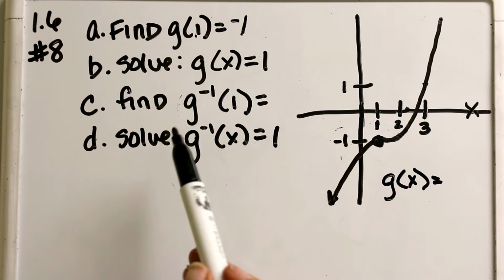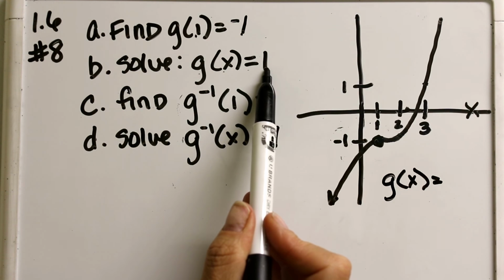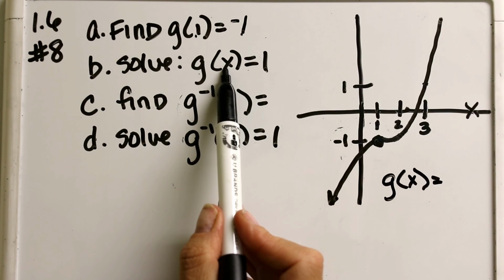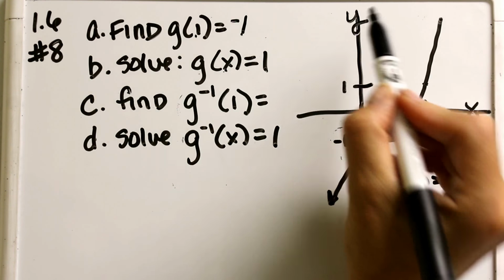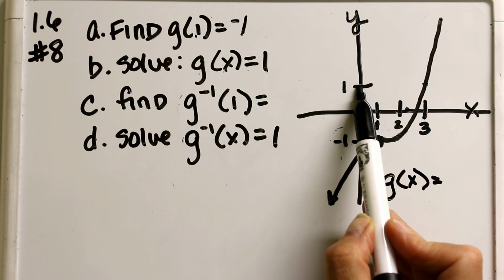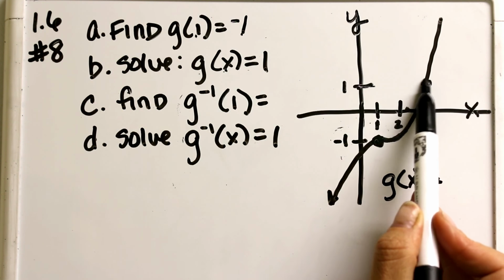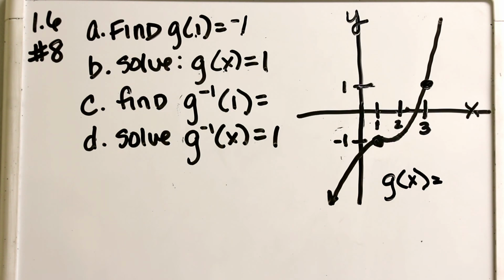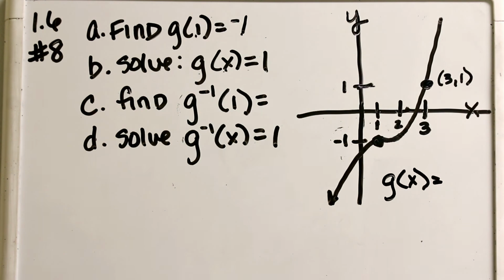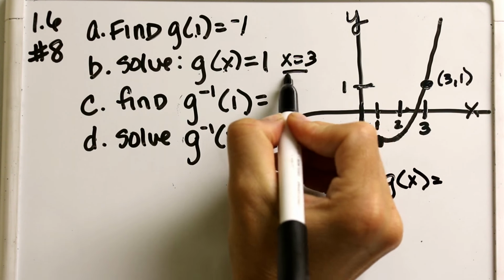Part B. You're asked to solve for x. You are given g of x equals 1. 1 in this case is your y value, so we need to find the x. So if we go to the y-axis, we find 1. Now where is there a point on our graph that has a y-coordinate of 1? So if I follow the graph over, there is a point right here, and that point would be 3, 1. So in this case, our x value is 3.